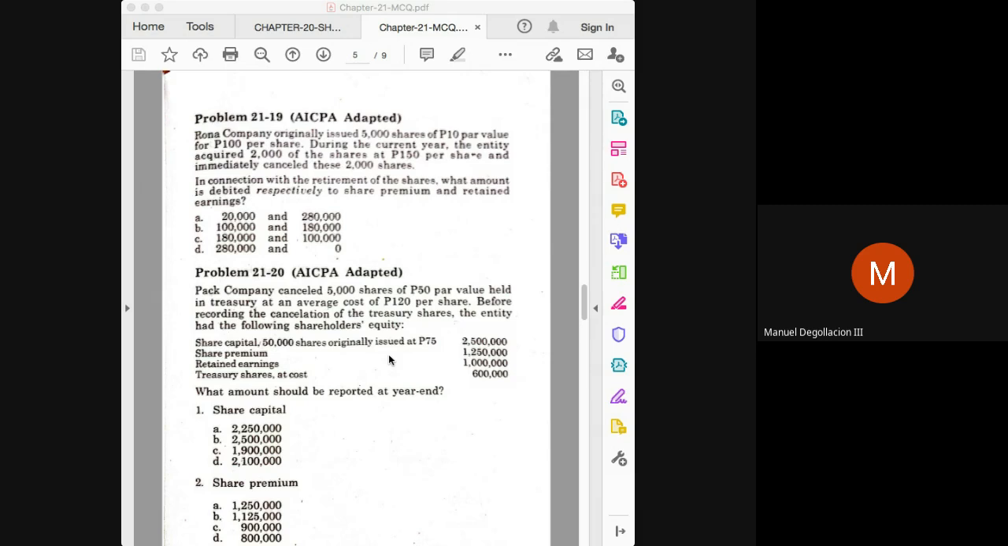So far our entry looks like this: debit share capital 20,000, debit share premium from the original issuance 180,000, and credit treasury shares 300,000. If you look at our entry, it is the debit side that is lacking. And if you analyze this transaction, you can actually say that there is some sort of a loss because the shares were issued at 100 and you paid 150 to reacquire these shares which we just canceled.